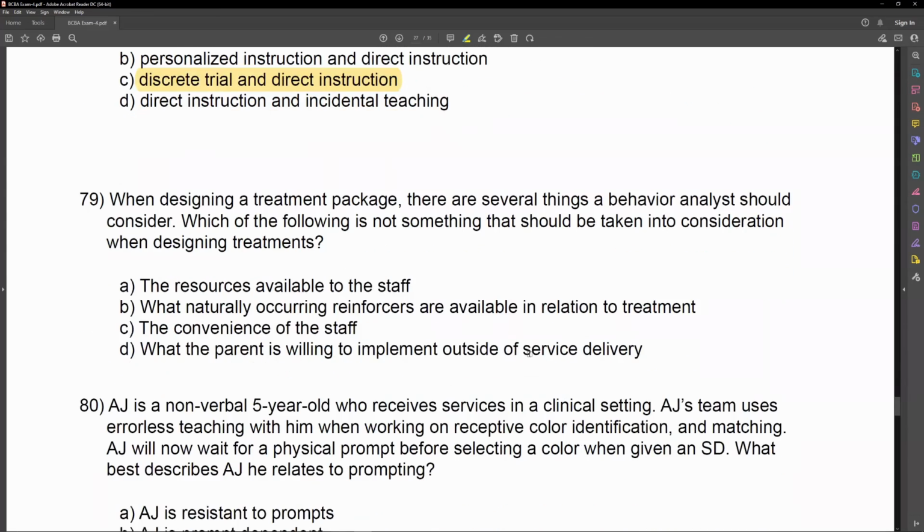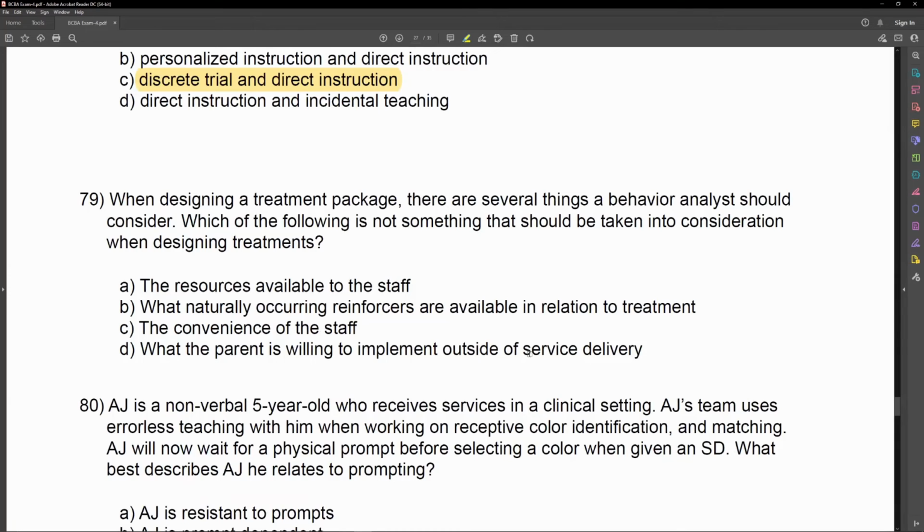79, when designing a treatment package, there are several things a behavior analyst should consider. Which of the following is not something that should be taken into consideration when designing treatments? Okay, so as a behavior analyst, it's now going to be your job to design these treatment packages, and there's a lot of stuff you need to think about, okay? Which of these answer choices is not something that should be taken into consideration?